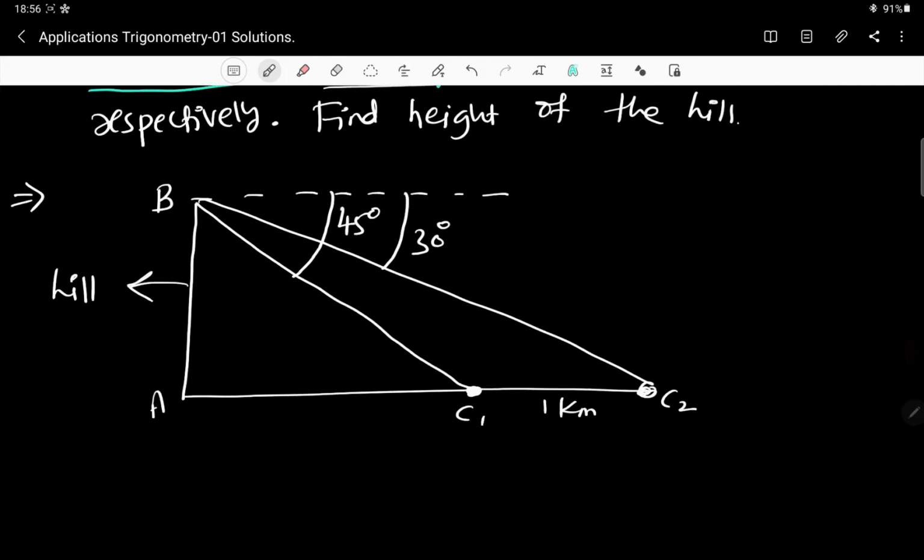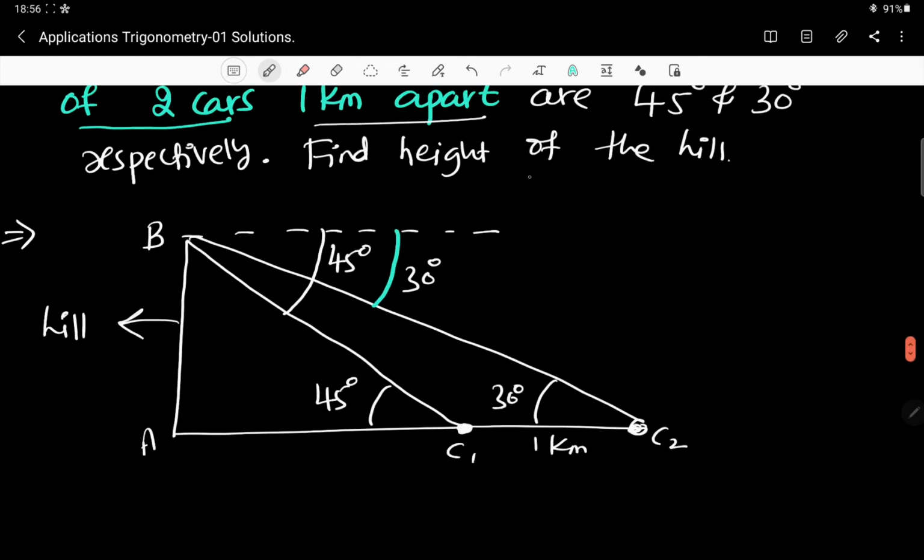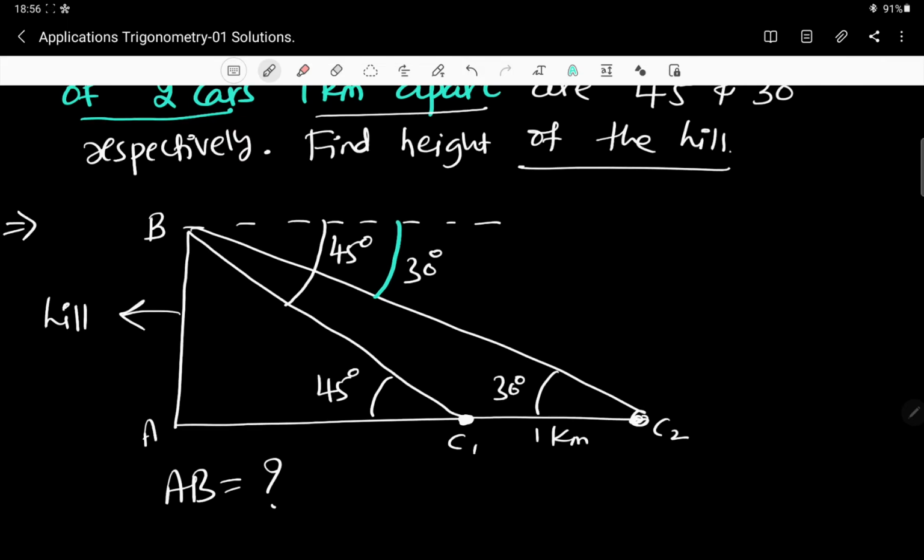Now if this is 30 degree, here also I am going to have this angle as 30 degree. Why? Because this dotted line and this AC1 or AC2 are parallel to each other, and here is the transversal. So that's why this is 30 degree, and this angle is 45 degree. You know this, no? Fundamentals, all fundamentals. Correct. Now what they're asking about is the height of the hill. I mean this hill height. So AB is equal to question mark, this height they are asking.